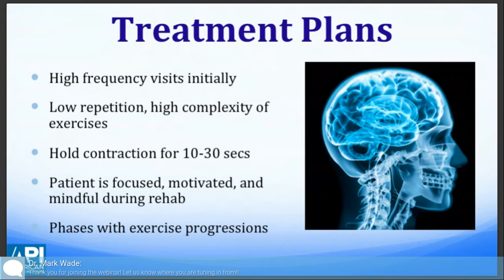Now, overall, you want to do a high frequency of visits initially at the beginning, and think more about low repetitions but high complexity of exercises. For example, you don't need to do 20 repetitions, but you do need high complexity of your exercises where the brain pays attention. And when you're doing contractions, so if you're doing strength training for the motor cortex, for example, you want the patient holding the contraction longer versus doing a higher number of repetitions. So low repetition, high complexity, and hold that contraction for a minimum of 10 to 30 seconds.